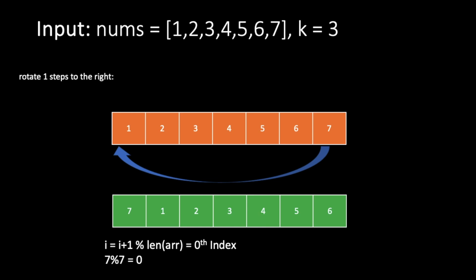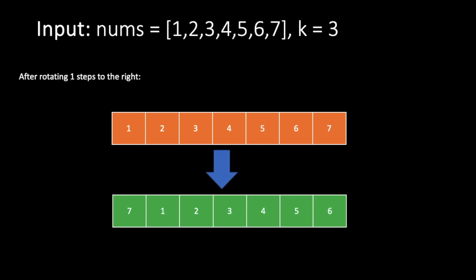So how do we calculate, when we reach the end of the array, that we will store that element at the starting index? That is i plus 1 modulo the length of the array. In this case i was 6, and 6 plus 1 is 7, and 7 modulo 7, where 7 is the length of the array, gives 0. So we found that we need to store that element at the 0th index. After rotation by one step, the array becomes this. Now we have rotated all the elements by one step to the right hand side.